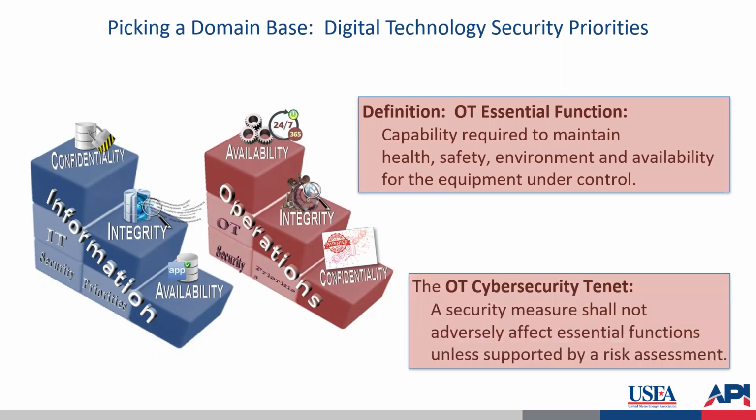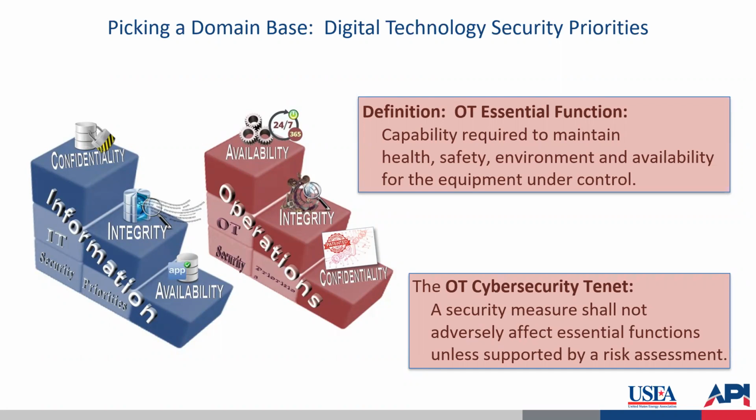And so at the end of the day, the OT security tenet is that a security measure shall not adversely affect essential functions unless it's supported by risk assessment. For example, the number of failed retries to log in. Should it actually lock the person out for 20 minutes, and then they get to try again? And if that happens multiple times, it locks them out until they get an administrator to reset it for them. That may not be the best approach in an OT environment, especially if there's a panic situation going on, which is why the person is typing in the password incorrectly. The system blocking them would not be the right approach.